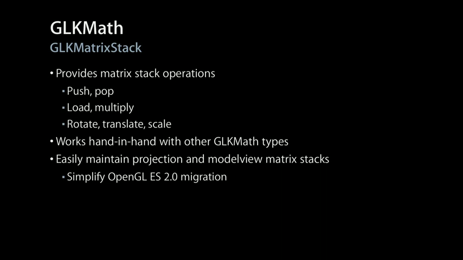Now, as I said, we also provide a matrix stack implementation. It's called GLKMatrixStack. So this provides the common matrix operations you're familiar with from OpenGL ES 1.1, like push and pop matrix, load and multiply matrix, and the Euler transformations, rotate, translate, and scale. And this works hand in hand with the other GLK math types. And its purpose is to make it really easy for you to maintain your own model view and projection matrix stacks, and then use them in shaders along with OpenGL ES 2.0.